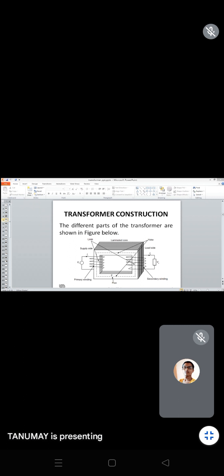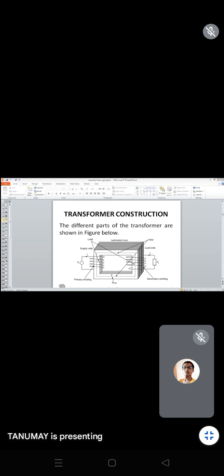Now, whenever you provide AC supply over the transformer primary side, it will produce a voltage over the secondary side, that's why you will get a voltage V2 at the secondary side. Suppose the number of turns on the primary side is N1, and the number of turns on the secondary side is N2. Over the primary side, we have applied supply voltage V1, and we will get some induced voltage V2 over the secondary side.